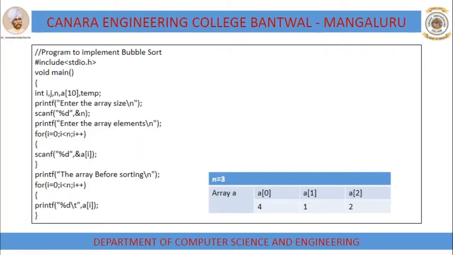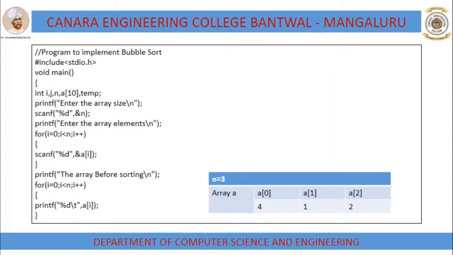That is why before sorting itself, we will print the actual content of the array. So printf the array before sorting, for i equal to 0, i less than n, i plus plus. So printf %d\t. This is because I want to display the contents of the array with one tab space.